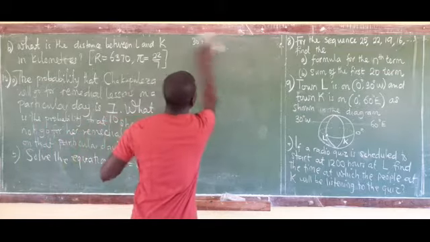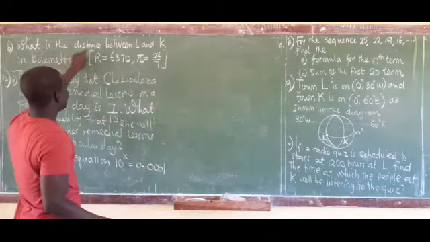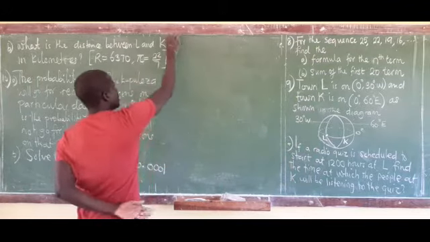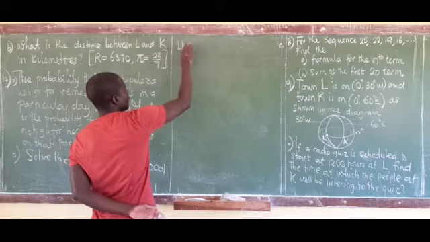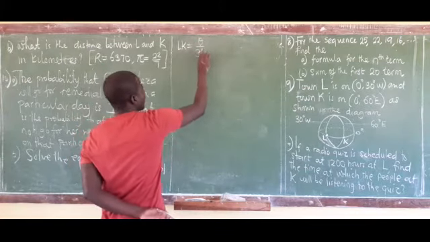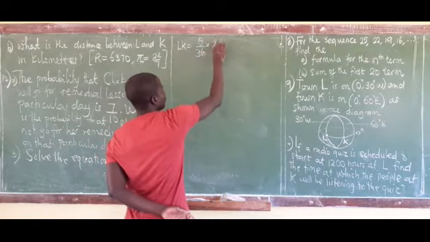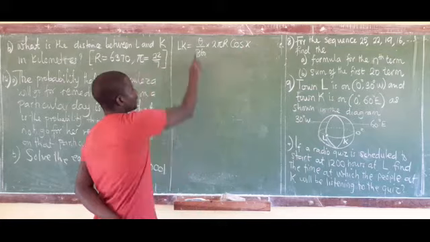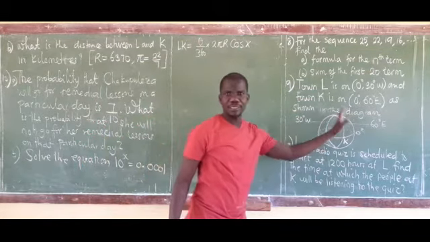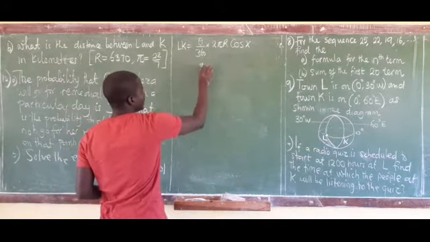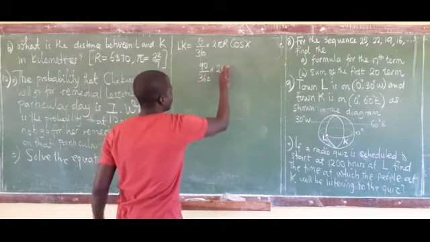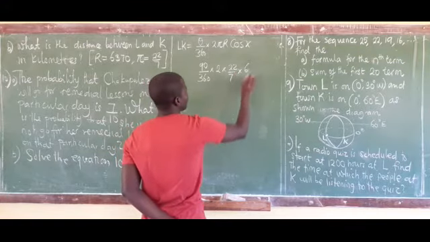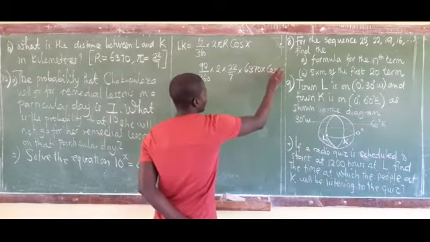The question continues on the other side. What is the distance between L and K? What is this distance here in kilometers? I'm sure you know that the distance LK is going to be theta over 360 multiplied by 2 pi r, and then cos theta. This one is the same as the degree that we already got, which is 90. So this is going to be 90 over 360 multiplied by 2 multiplied by 22 over 7 multiplied by 6370 multiplied by cos 0 degrees.